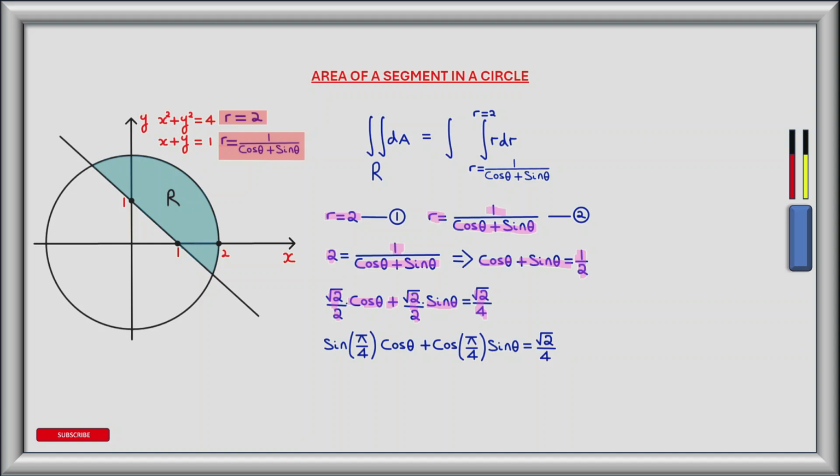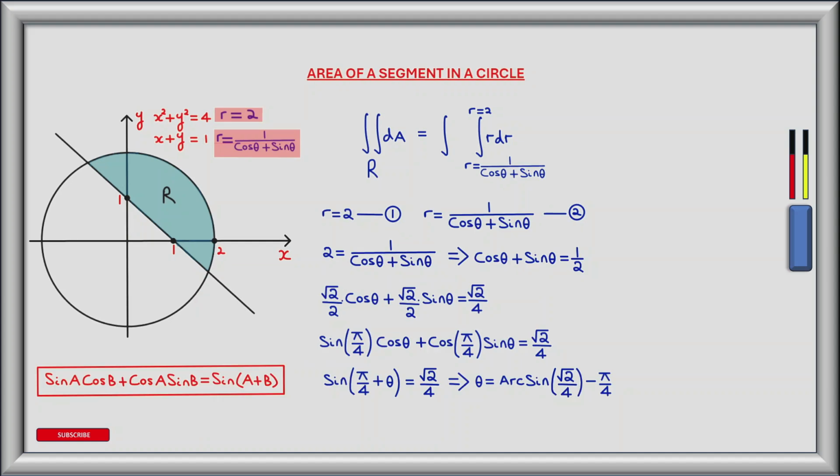So substituting these values into our equation, we have the sine of pi by 4 times cos theta plus cos pi by 4 times sine theta is equal to the square root of 2 divided by 4. We can now use the trig identity sine A times cos B plus cos A times sine B is equal to sine of A plus B. If we apply this to our equation here, we get the sine of pi by 4 plus theta is equal to the square root of 2 divided by 4. And therefore theta is equal to arc sine of the square root of 2 divided by 4 minus pi by 4.